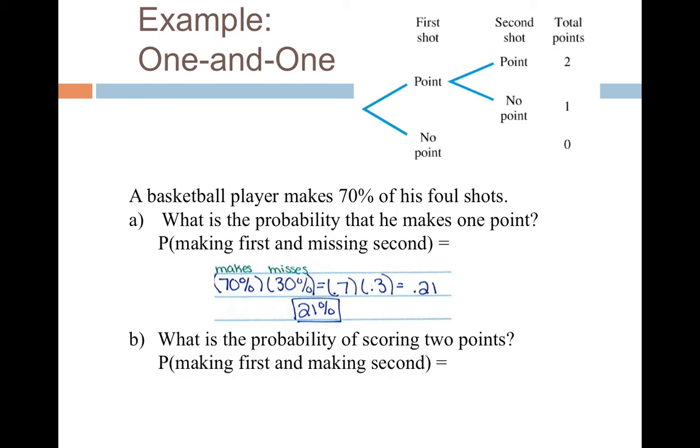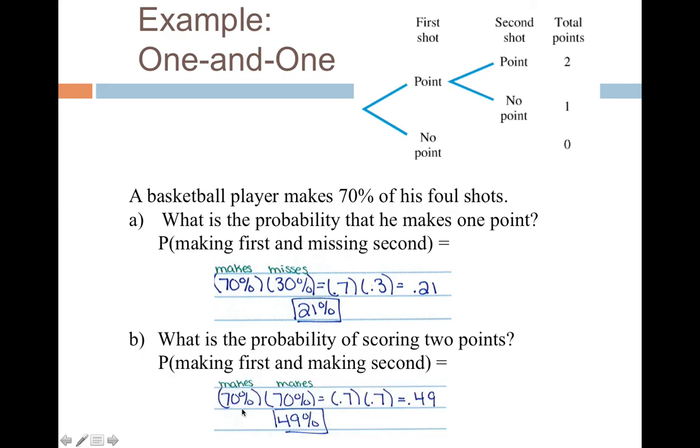What's the probability of scoring 2 points? Well, the only way to score 2 points is to make both baskets. So make a point and then make a point. The probability that we make our first one is 70%. The probability we make our second one is 70%. 70% times 70% gives me 49%.